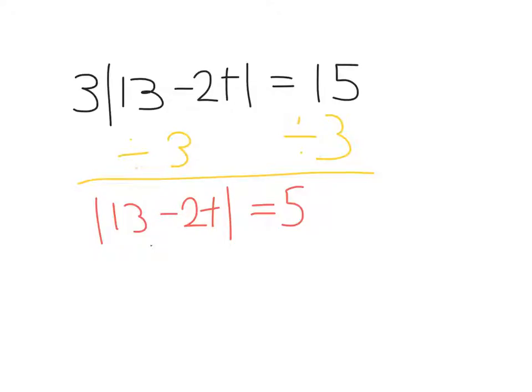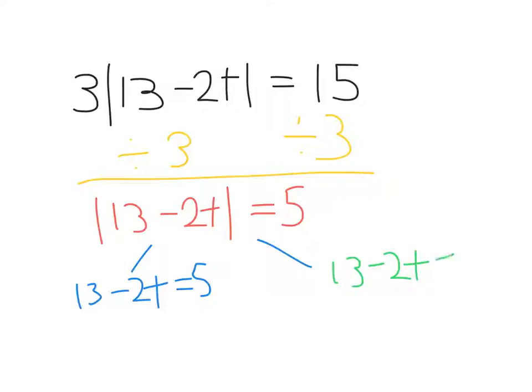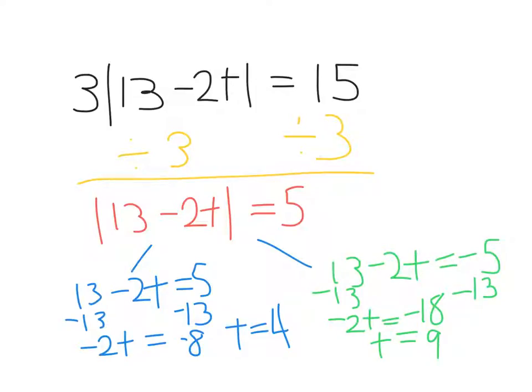Now I'm going to break this apart into two different problems. First one is going to be 13 minus 2t is equal to 5. And the second one is going to be 13 minus 2t is equal to negative 5. So when I solve these, this is what happens. I subtract 13 from both sides. Then I divide both sides by negative 2. And on this one here, I get t is equal to 4.